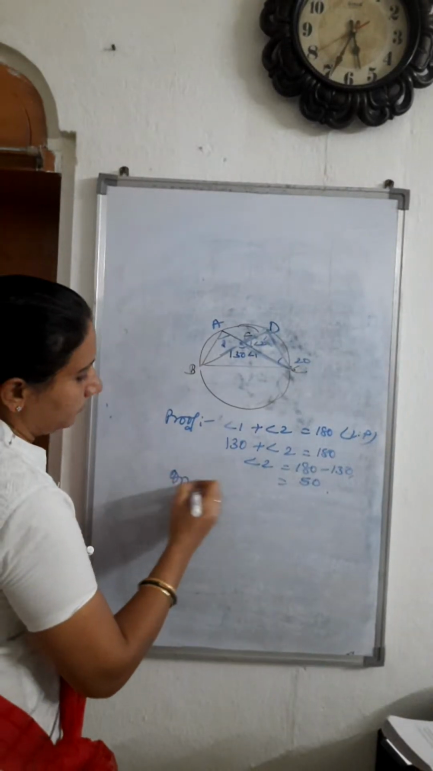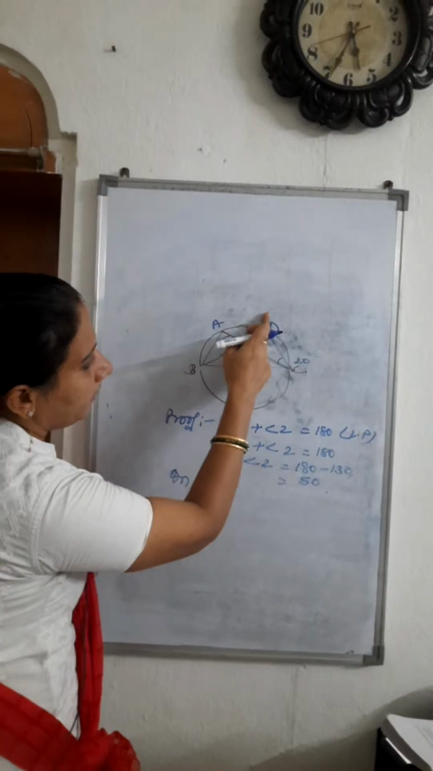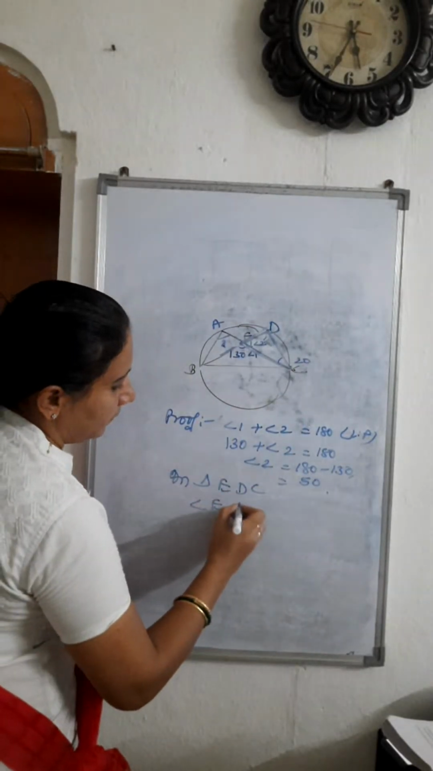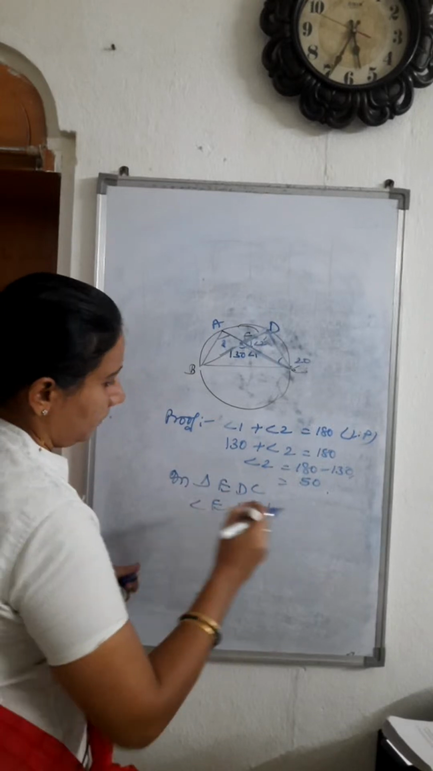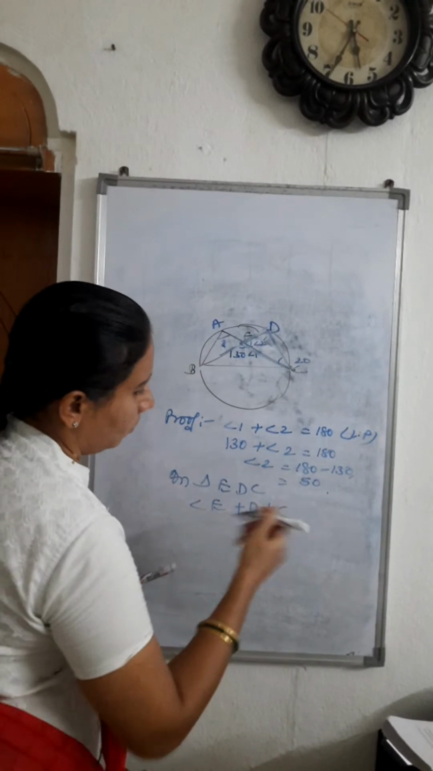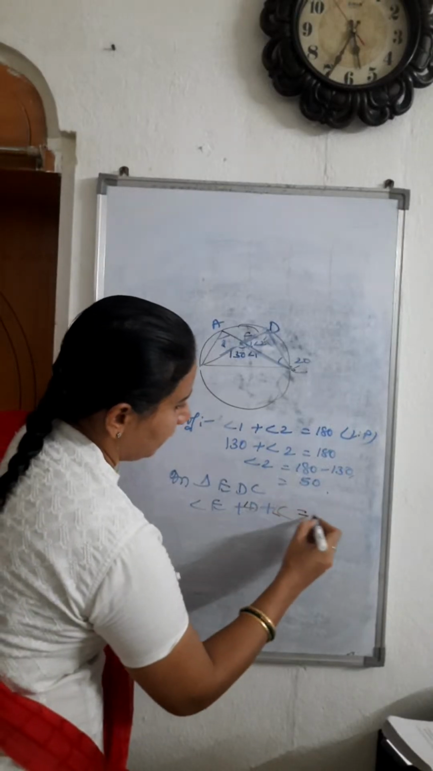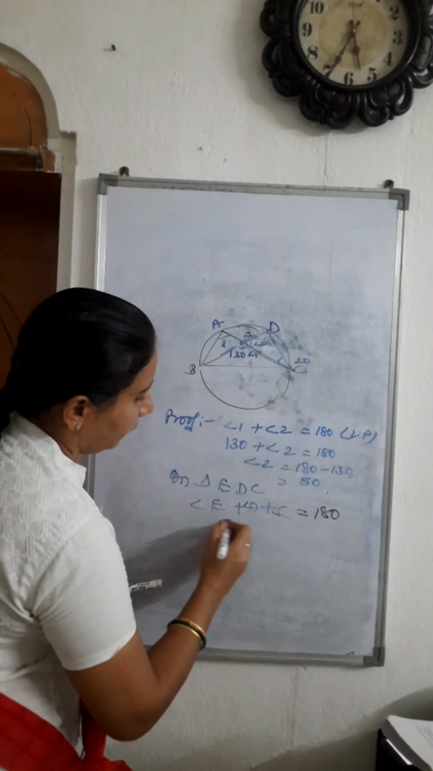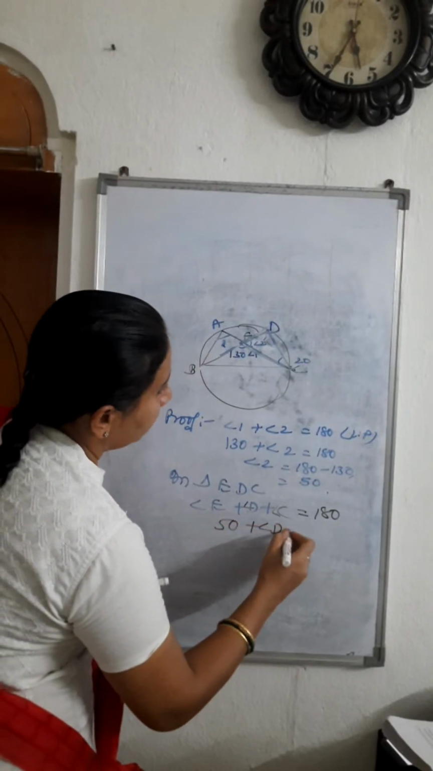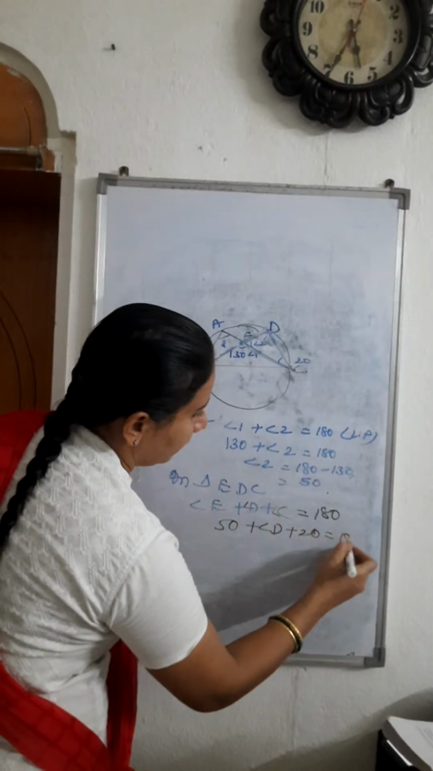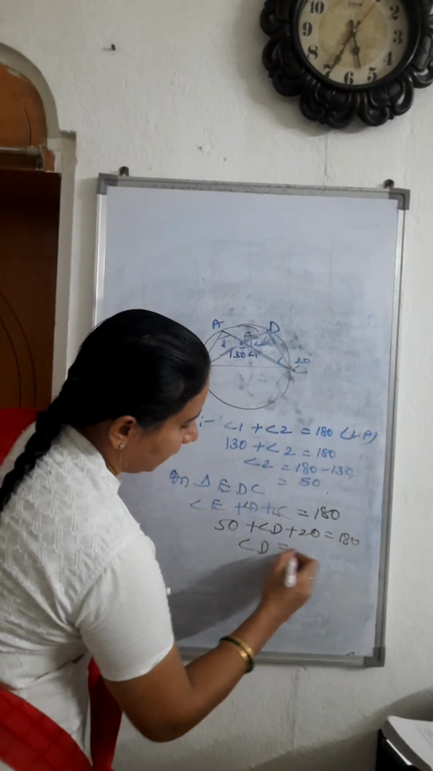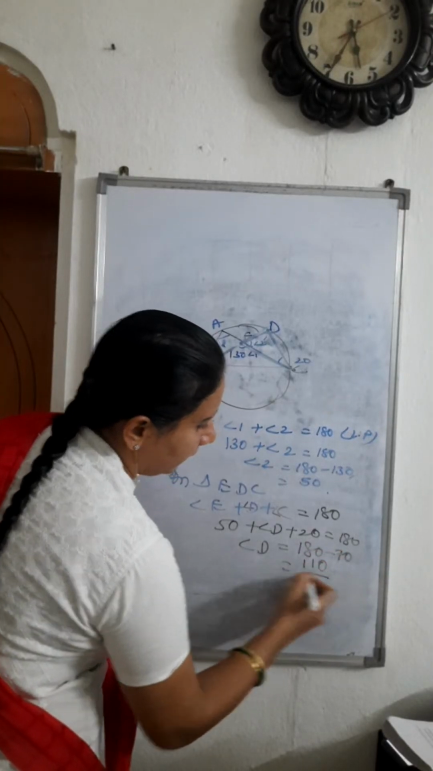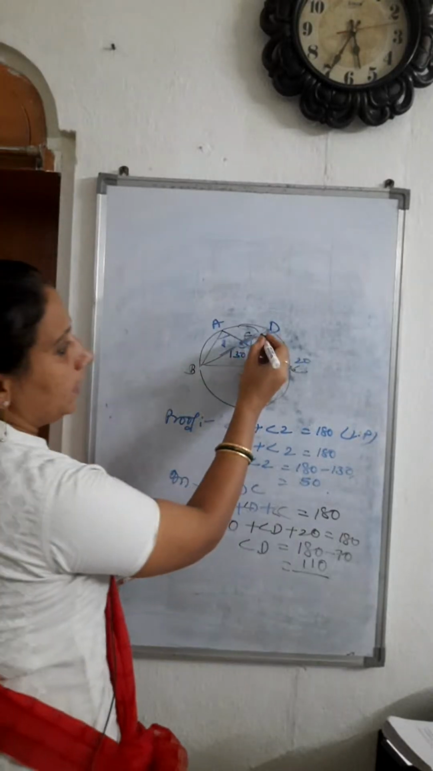In triangle EDC, E plus D plus C. So here when we add all the 3 angles, E plus D plus C is 180, out of which E we calculated as 50, D we need to find, C is given as 20. So the value of D will be 180 minus 70. So it's 110. We got the value of D as 110.